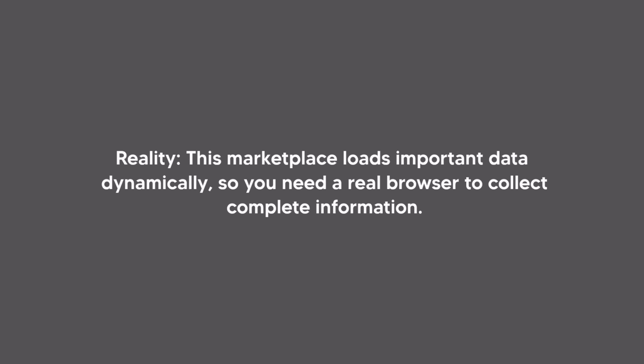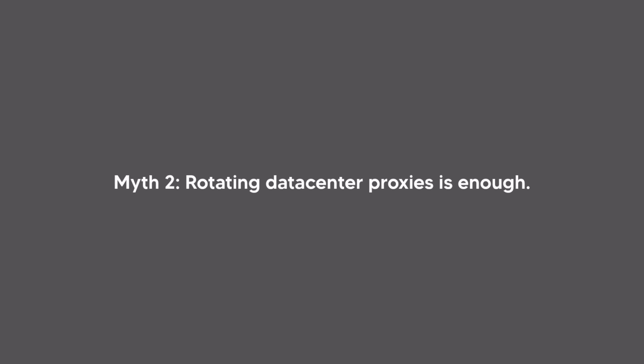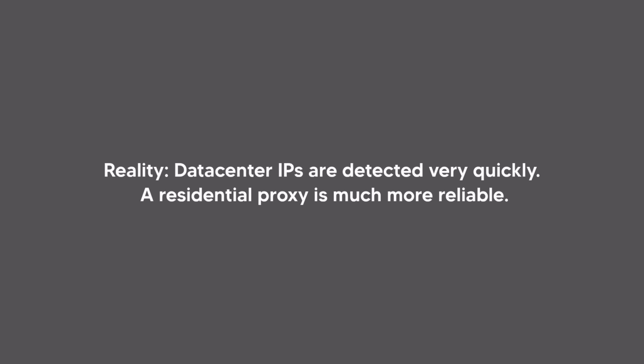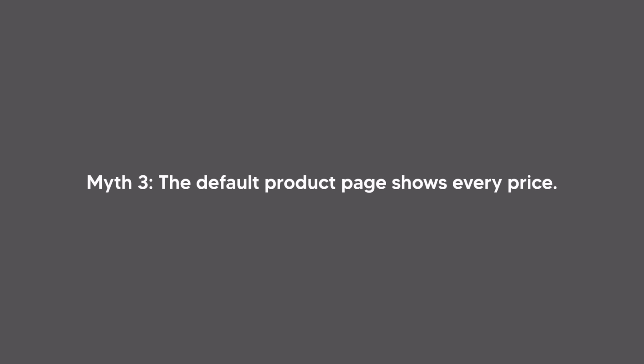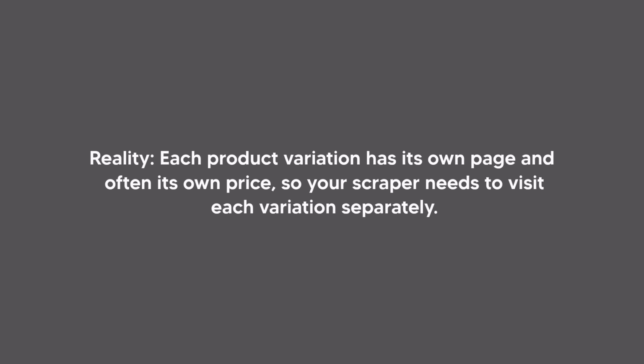Myth 1. A simple download tool is enough. Reality. This marketplace loads important data dynamically, so you need a real browser to collect complete information. Myth 2. Rotating data center proxies is enough. Reality. Data center IPs are detected very quickly. A residential proxy is much more reliable. Myth 3. The default product page shows every price. Reality. Each product variation has its own page and often its own price, so your scraper needs to visit each variation separately.